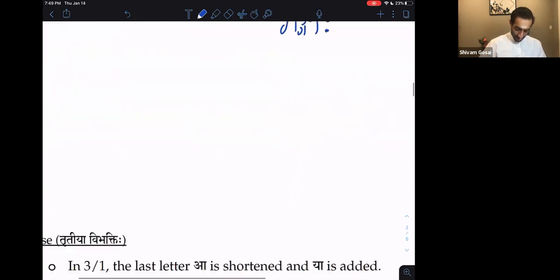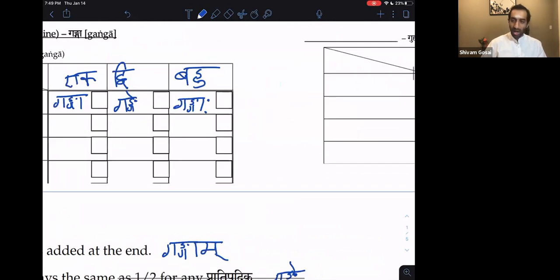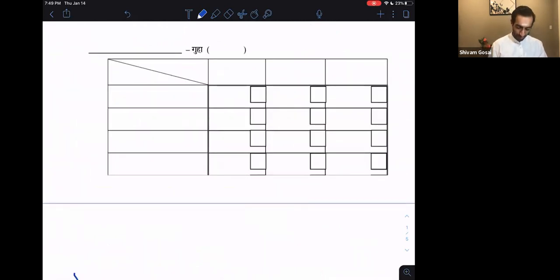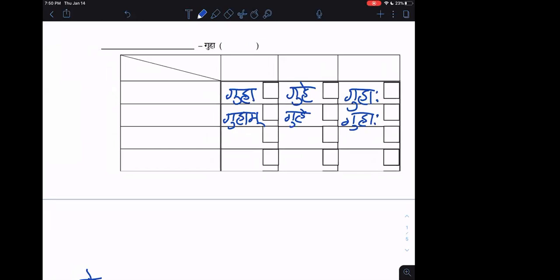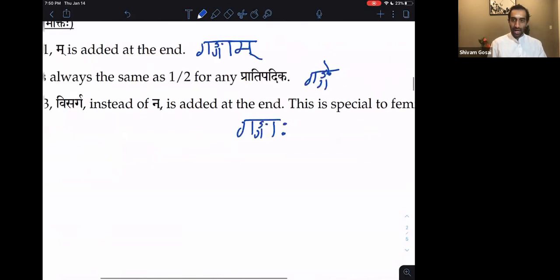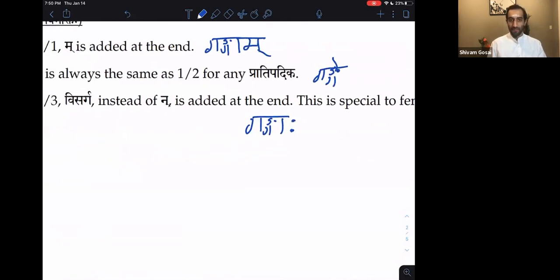So now let's practice one more. Let's practice Guha in those first two cases. Guha, Guhe, Guhaha. Then Guham, Guhe, Guhaha. It's the same, just like Gangaha. We just add a visarga at the end.